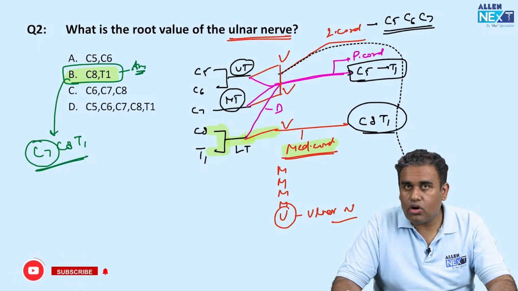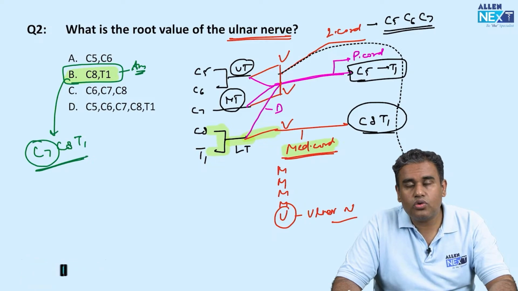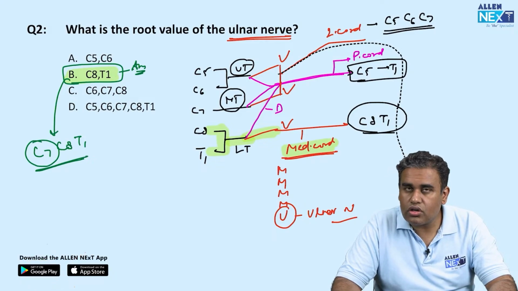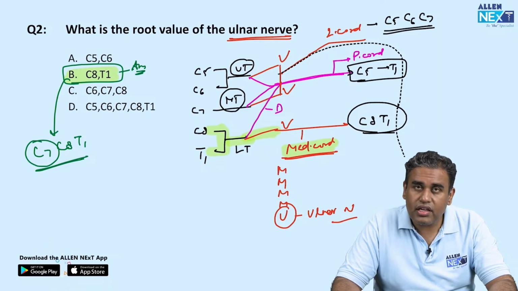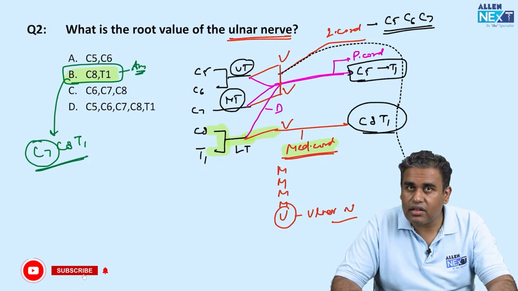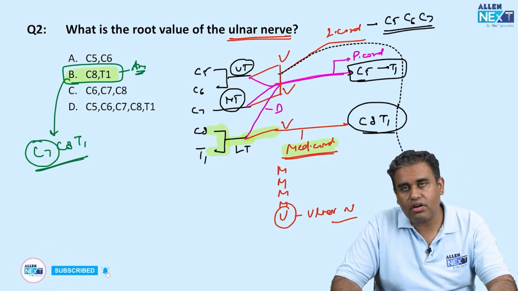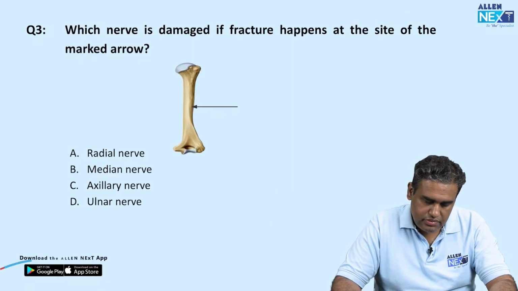If you know the branches of the cord, you know the root value of the cord, you have a good idea of the root value of the branches of those cords. Right? So therefore, the answer over here is option number B. A good question from the brachial plexus, a very important topic in our upper limb. Let us see the next question.